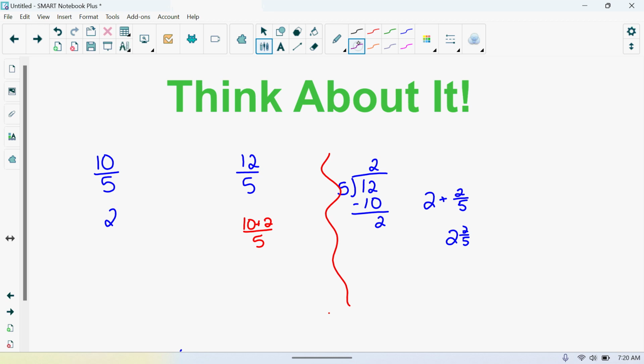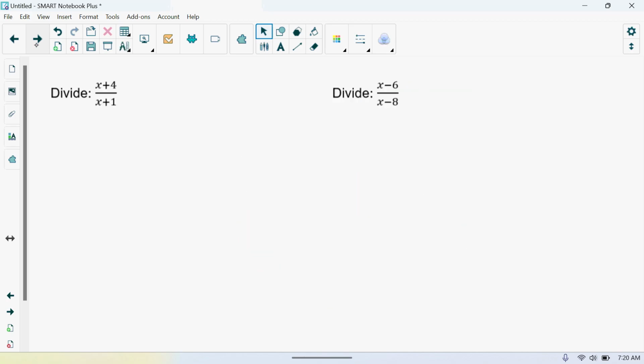Because now this is what we did over here. So this is really 2 plus 2/5. And that's the basic idea of what I'm going to show you in these next two questions. It doesn't work all the time because sometimes it's not so obvious to recognize it, but when you can recognize it, it makes it that much quicker than doing long division. So let's take a look at some polynomials.